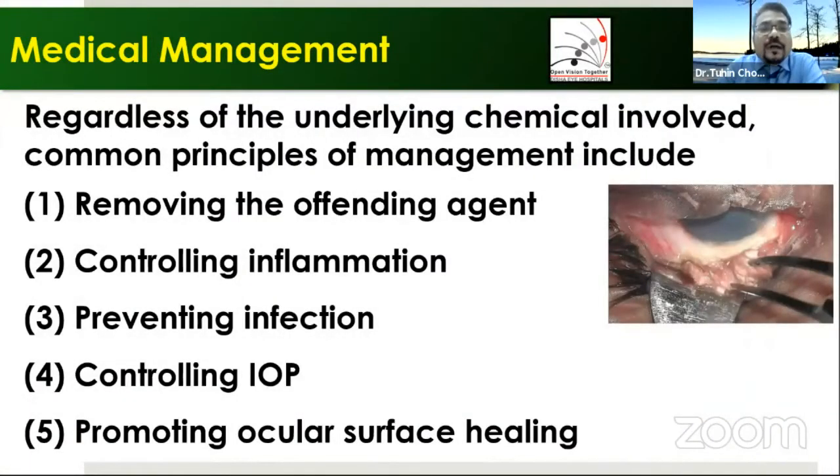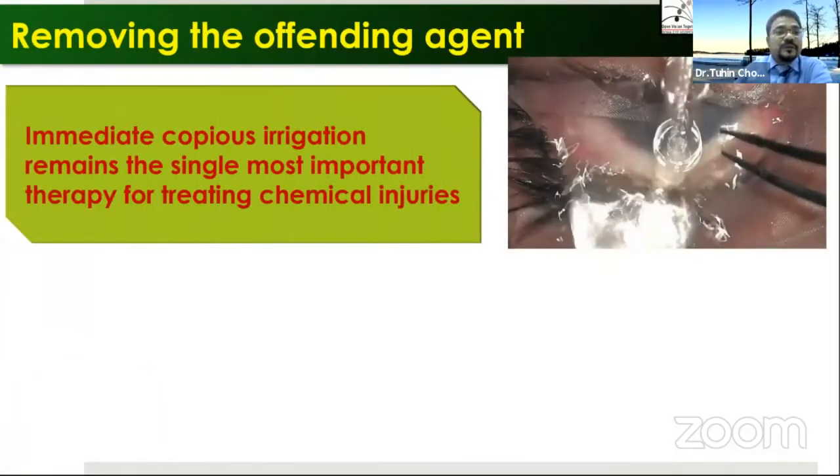Regardless of the underlying chemicals involved, common principles of management include removing the offending agent, controlling the inflammation, preventing the infection, controlling the intraocular pressure, and promoting the ocular surface healing. In all these cases, medical management should be initiated first and then go for surgical management. So first is removing the offending agent.